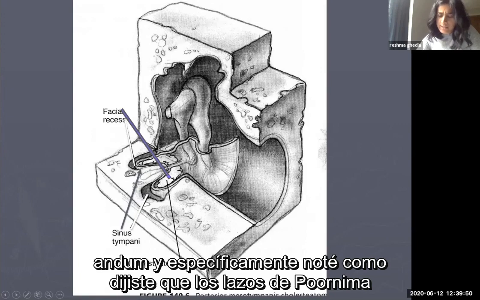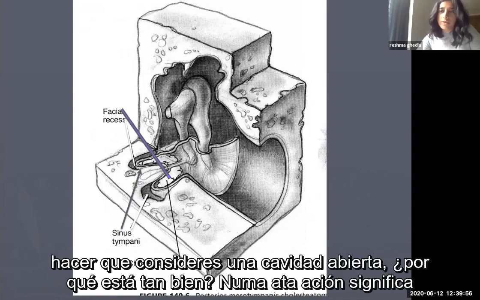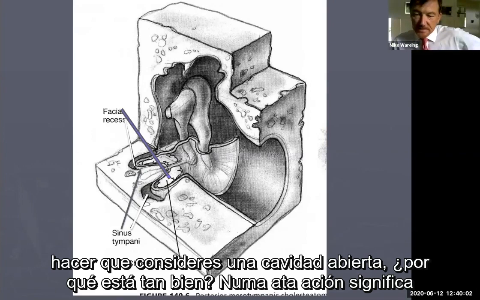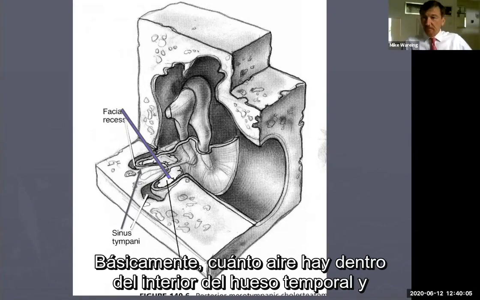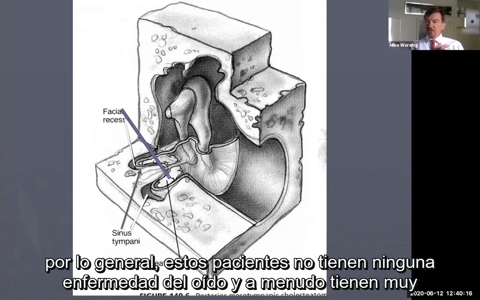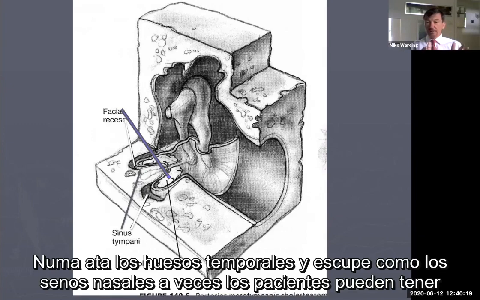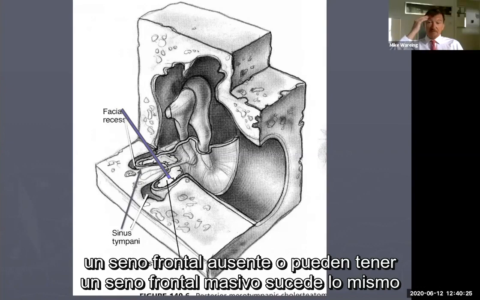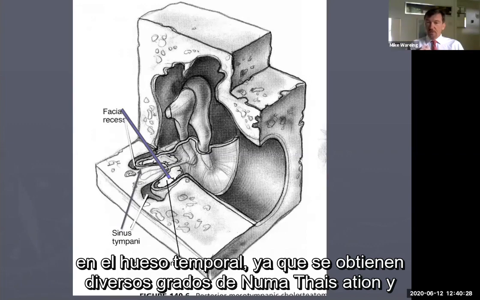I think you did touch on that, and specifically, I noticed you said that poor pneumatization would make you consider an open cavity. Why is that? Well, pneumatization means basically how much air there is within the temporal bone. If you do a translab, for example, for an acoustic neuroma, usually these patients don't have any ear disease, and they often have very pneumatized temporal bones. It's a bit like the sinuses. Sometimes patients may have an absent frontal sinus, or they may have a massive frontal sinus. Same thing happens in the temporal bone, in that you get varying degrees of pneumatization.